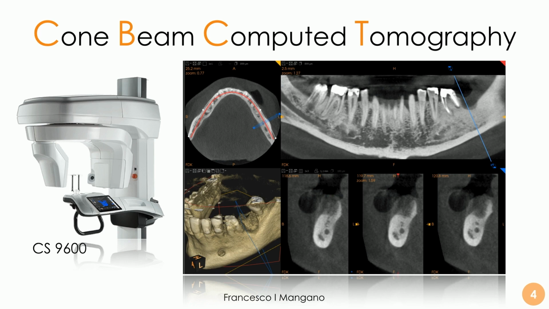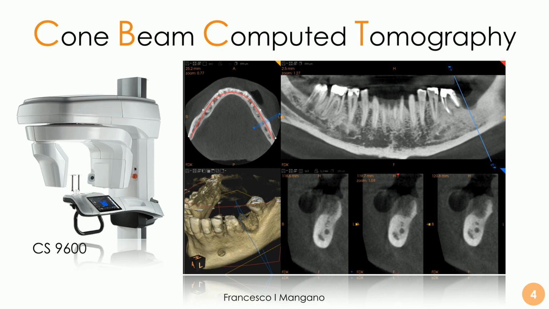This is an example. We start with a beam computed tomography. In this case, we need to replace the lost 37, as we can see here, and there's a huge defect after the extraction. And then we also have to replace the number 36, the first molar on left mandibular first molar, because it's broken and it's not restorable.